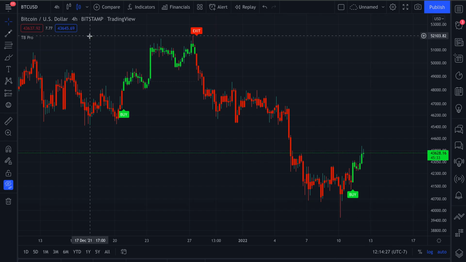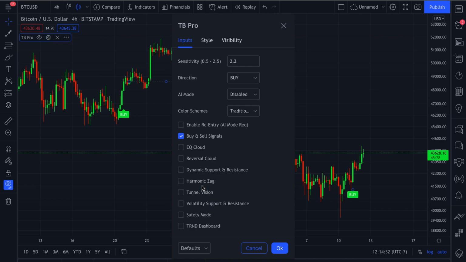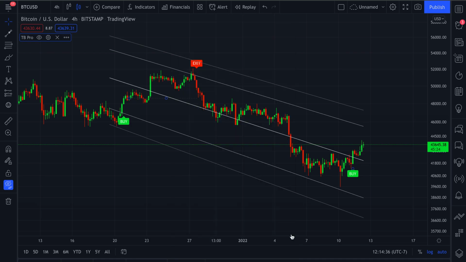So, for example, let's first enable tunnel vision here in the settings. Go in the top left corner. Click on settings, go to the panel, go down to tunnel vision, go ahead and select it so it's enabled, click OK, and you'll be able to see something like this on your chart.